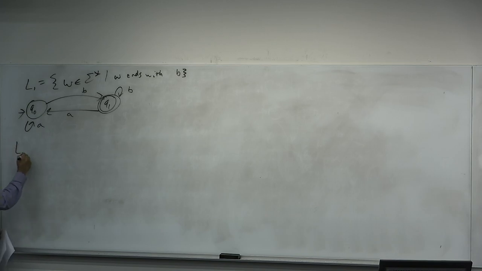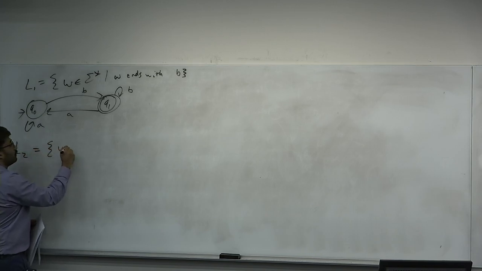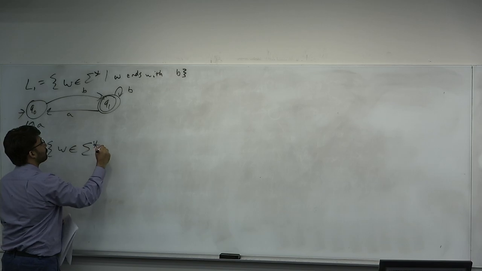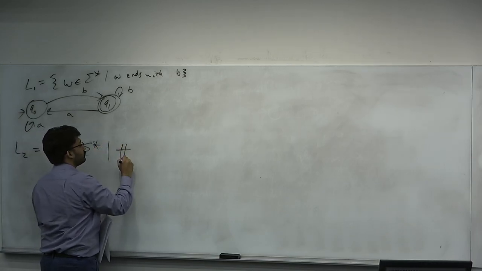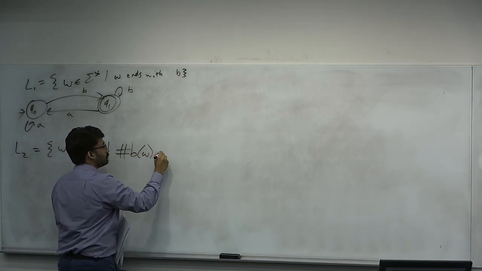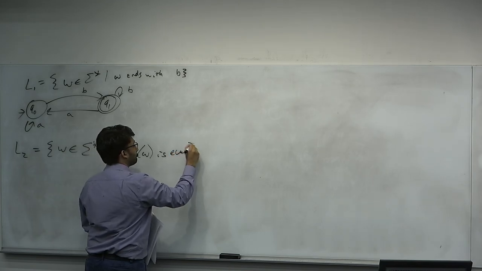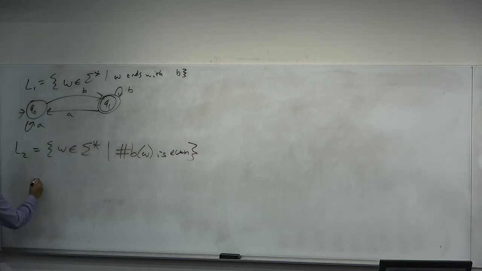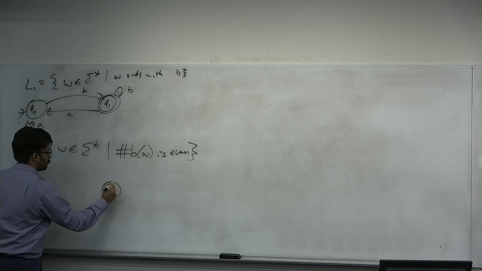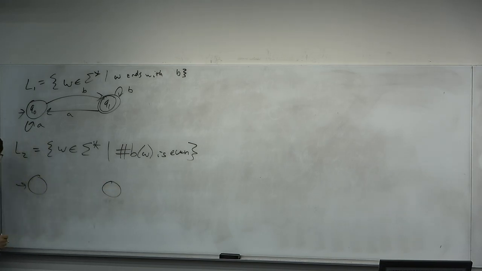What about L2, the set of w in sigma star such that the number of B's in w is even. Hint, two states. We did one like this already. What are the transitions? Just to be different, we'll call these Q2 and Q3. What are the transitions between Q2 and Q3?